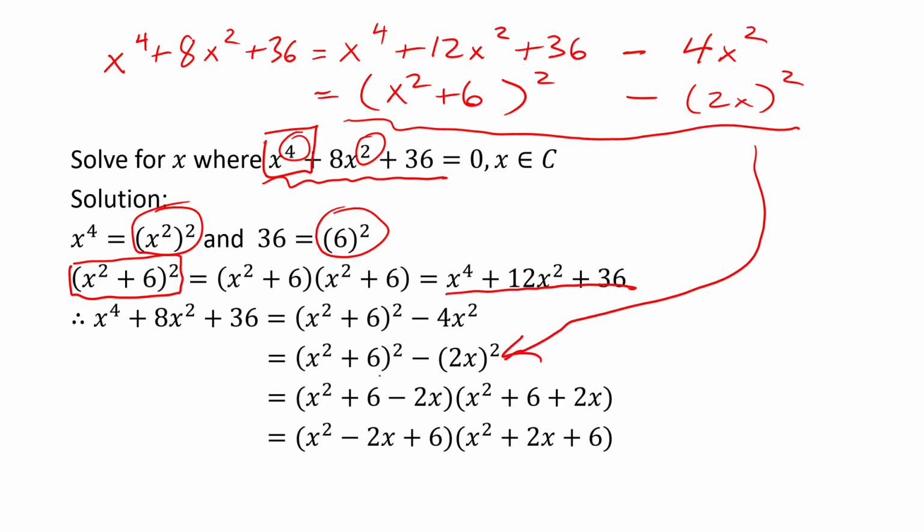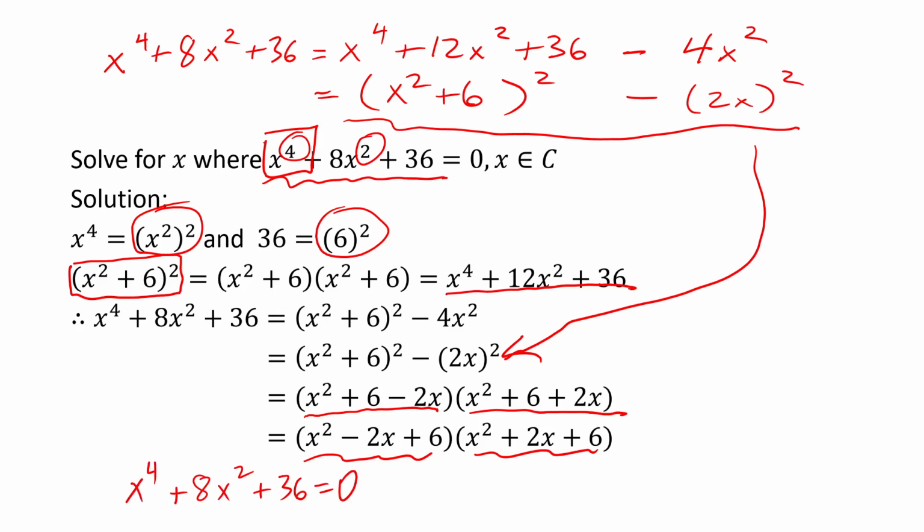And now what we've done is we've created a difference of squares. A squared minus b squared is equal to a minus b times a plus b. So we have x squared plus 6 minus 2x times x squared plus 6 plus 2x. Then we can reorder each of those trinomials so that we have them in descending powers of x. Now, since x to the 4 plus 8x squared plus 36 equals x squared minus 2x plus 6 times x squared plus 2x plus 6, we can take our original equation and restate it as this.